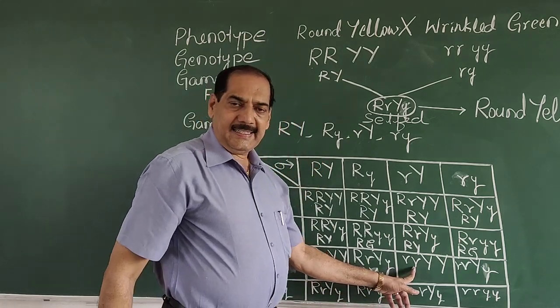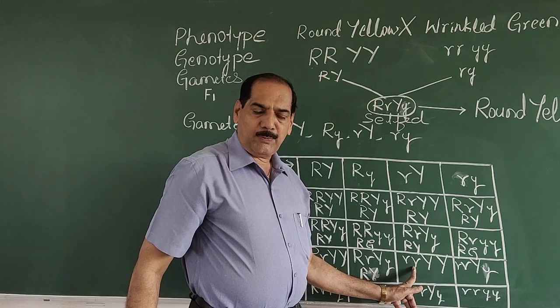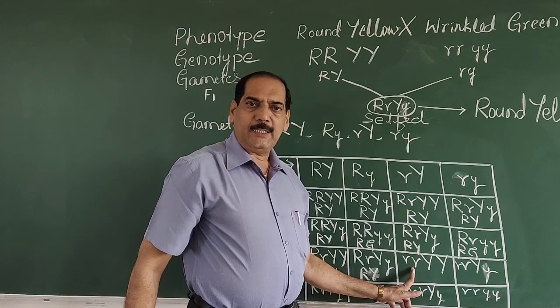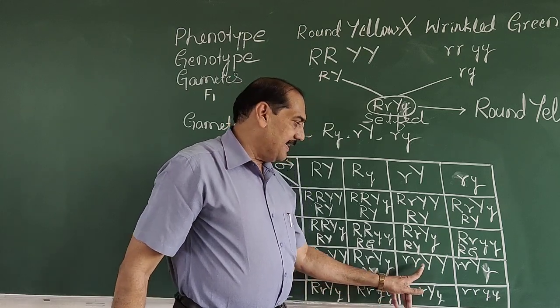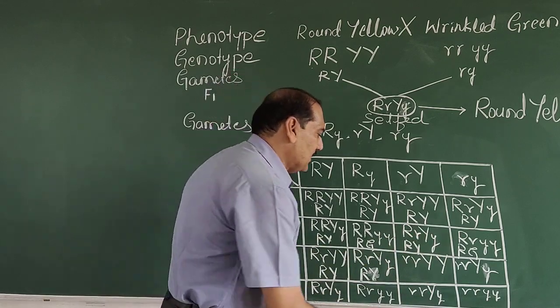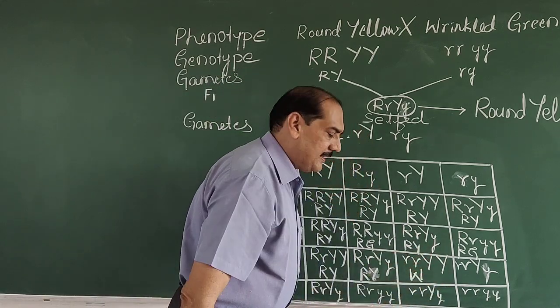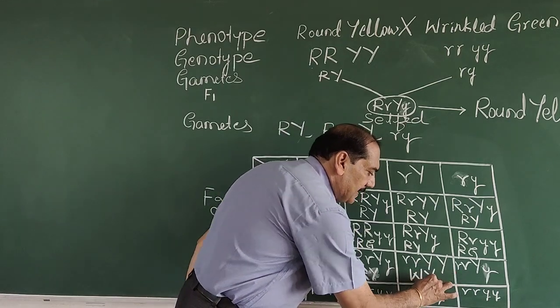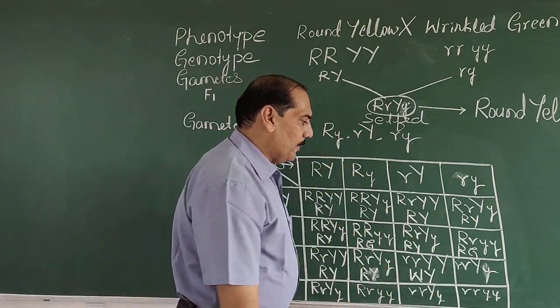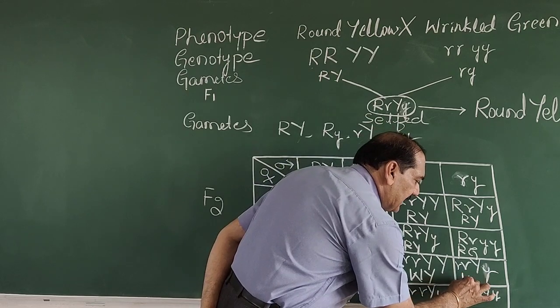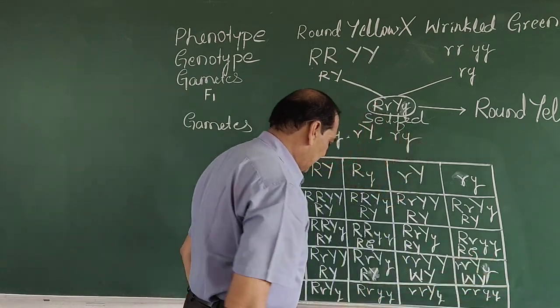This plant, see here, is there any dominant gene for the shape of the seed? No. It means it produces wrinkled seeds. What about color? Yellow. So this produces a wrinkled shape of the seed, but the color is yellow. It is also the same, wrinkled yellow.